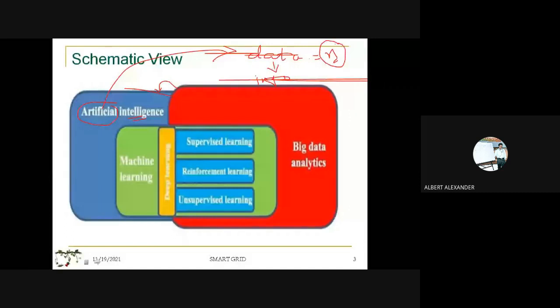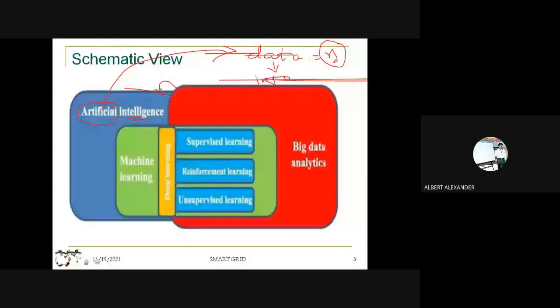We can take the data from experiments, or simulation, or field work, or questionnaires, or we can collect it with the help of mathematical modeling. So the collection of data is the first and foremost thing for making artificial intelligence.